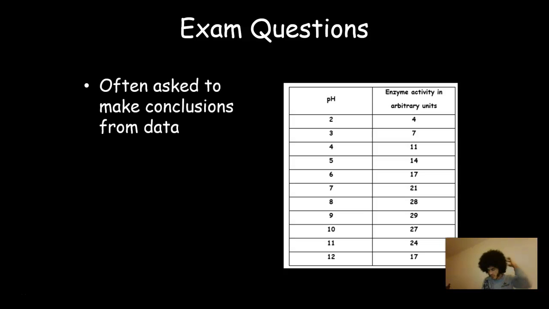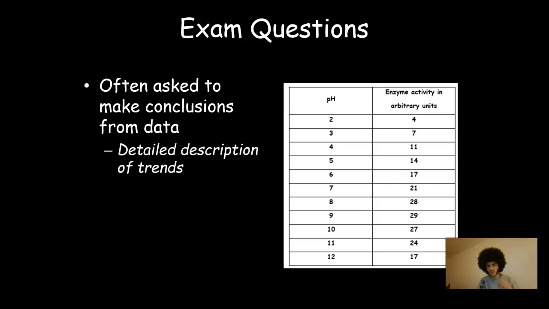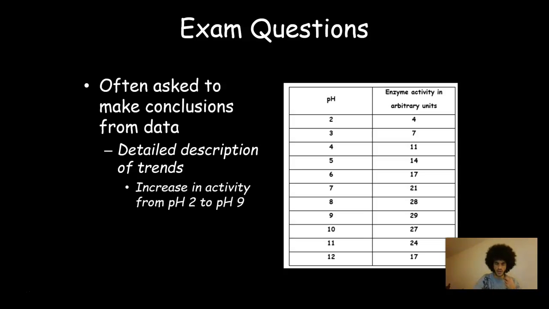Okay, a couple other things. Sometimes we're asked to make conclusions from data. Now that may be conclusions from a graph or conclusions from a table. Much easier from a table in my opinion, but from a graph you can still do this. It's quite straightforward how you do it. So first off, you have to do a really detailed description of the trend.